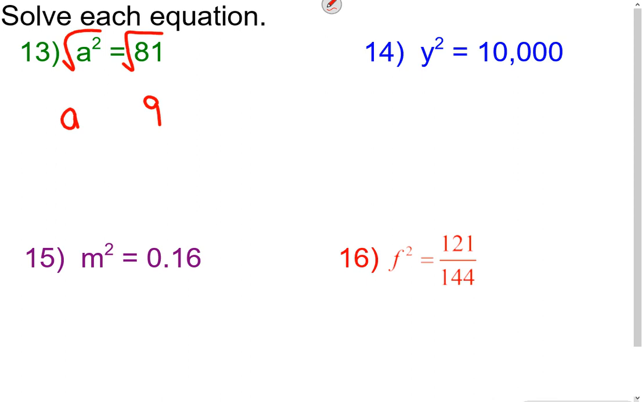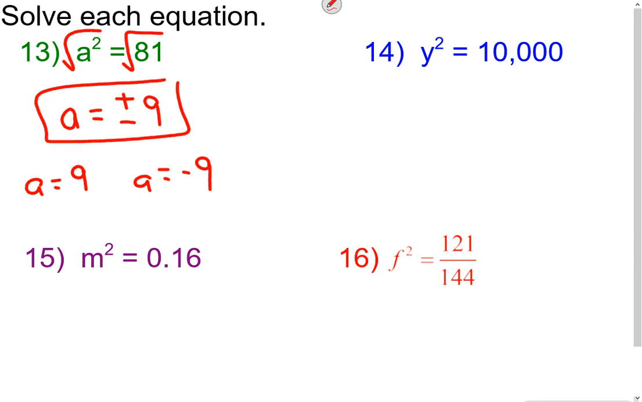Now, in an equation, this is where it's a little different. Kind of goes against what I said earlier. When you take the square root in the equation, not only do we have to look at the positive answer, but we also have to look at the negative answer. So we like to write it like this, as a could be 9 or negative 9. If you'd rather, you could write them both out. a could be 9, and a could be negative 9. So whether you want to write your solution like this or like this, it does not matter.